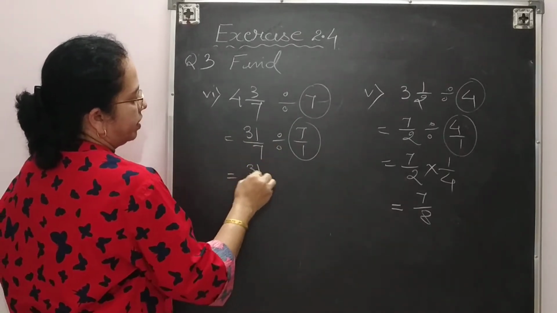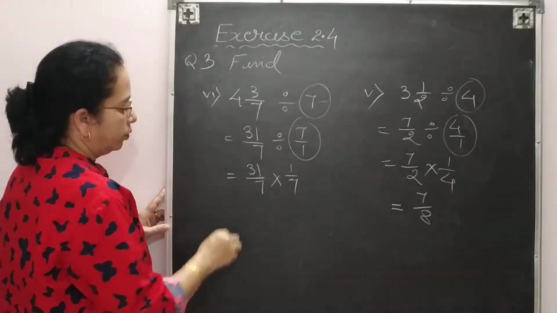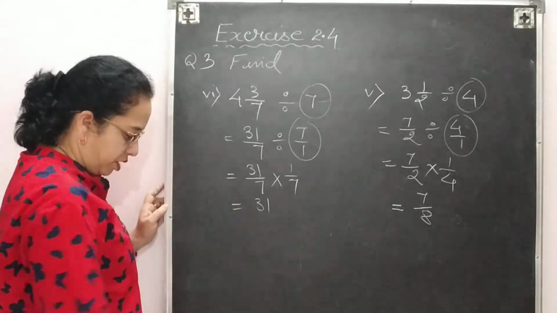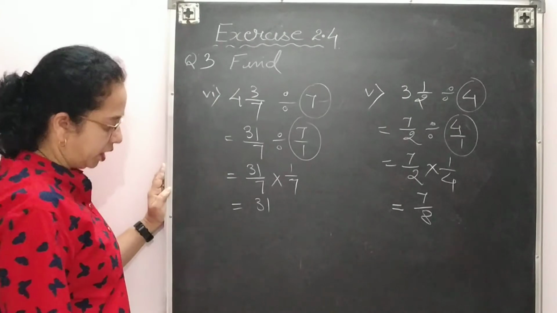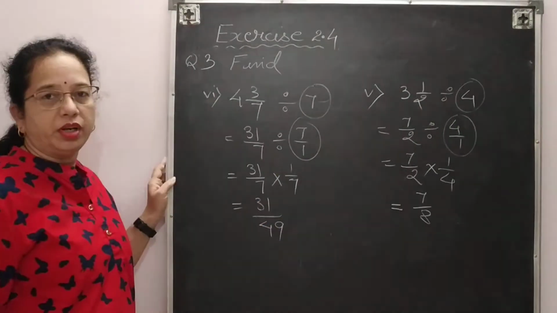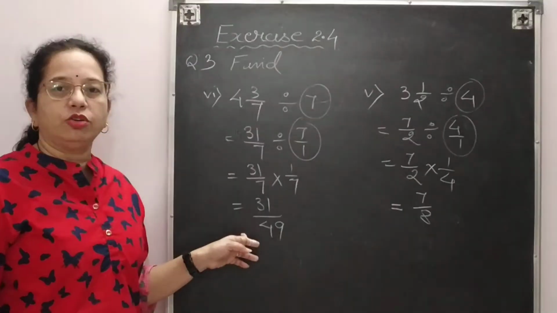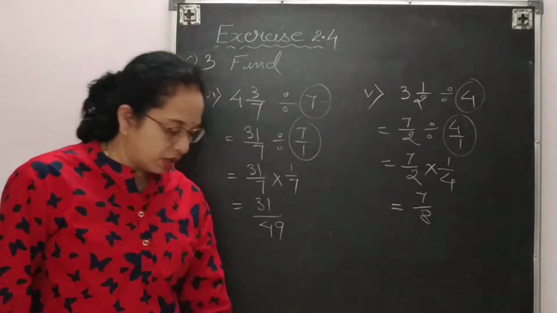Now again we will take the reciprocal, that is 1 by 7. Now again you cannot cut one from the numerator, one from the denominator. So we will multiply numerator with numerator, denominator with denominator. Since your numerator is smaller, we cannot convert into a mixed fraction, and this is your answer.